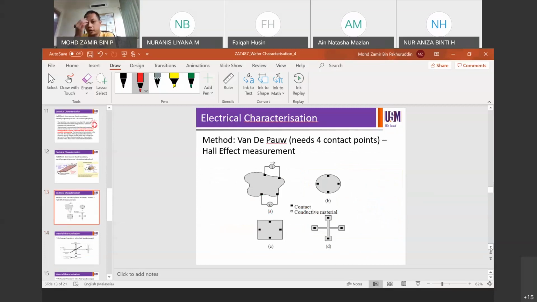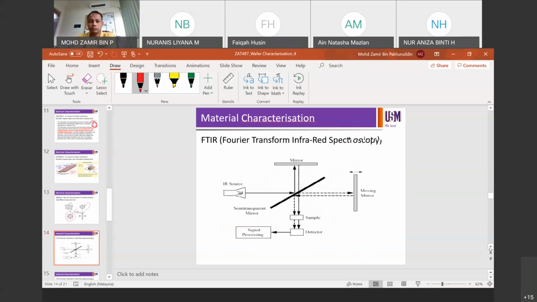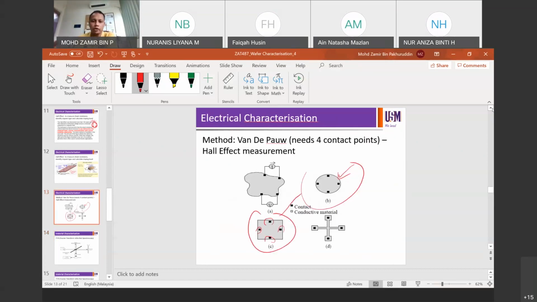It's called the Van der Pauw method. It needs 4 contacts, as in my example just now. So it has to be 4. The sample can be square or round shape, normally round or square. You put your aluminum or silver contacts at the very edge of the sample to be able to get an accurate measurement. This measurement will tell you whether the Hall voltage is positive or negative. If it's positive, then it's p-type. If it's negative, then it's n-type. So it's decided by the Hall voltage.